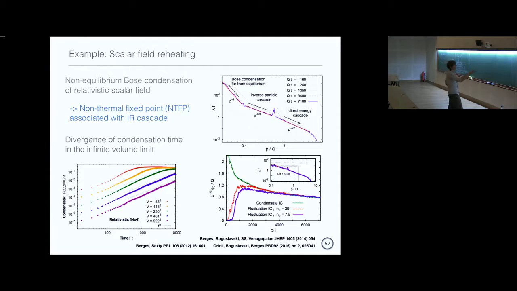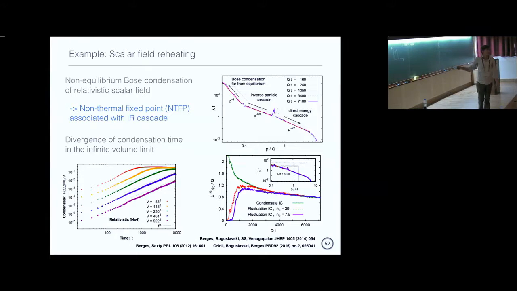And so what you find is that in the infinite volume limit, so this is now comparing simulations at different volumes, looking at the occupancy of the zero mode, which is what you would call the condensate, in small volumes you do form a condensate, which then remains constant as a function of time. But as you go to larger and larger size systems, this time when you reach condensation would diverge as a function of the volume. So again, this is described by a self-similar infrared cascade, and you can map out what is the power of the divergence with the volume. I don't know the exponent off the top of my head, actually.